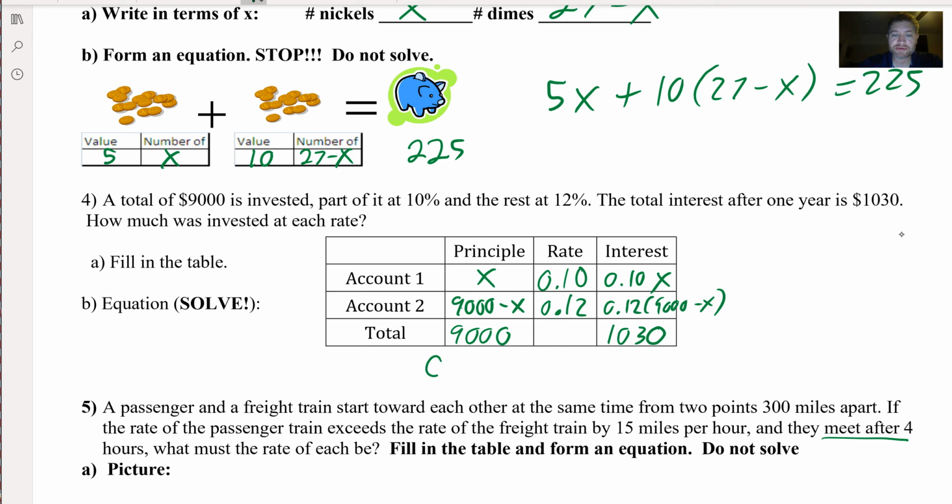So we're just comparing interest. The interest from the first account plus the interest from the second account has to be 1,030.